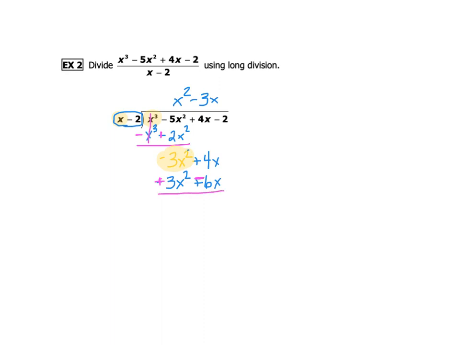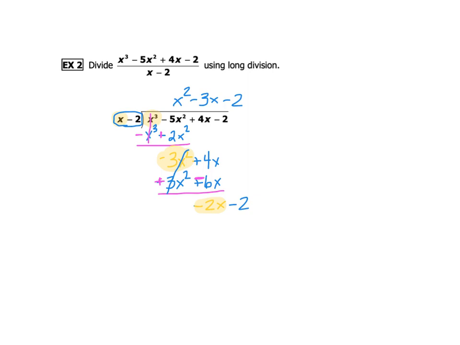And now your first column is going to cancel out, and 4x minus 6x gives us negative 2x. Go ahead and bring down that last term of minus 2. So now, what do I need to multiply x by to get negative 2x? And that would be negative 2. So up here at the top, minus 2.